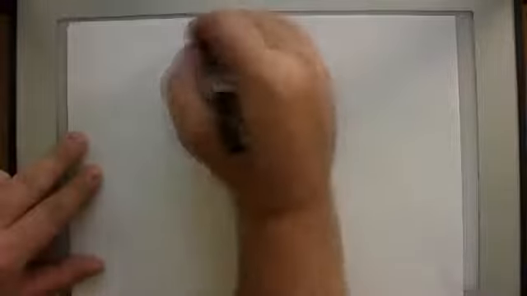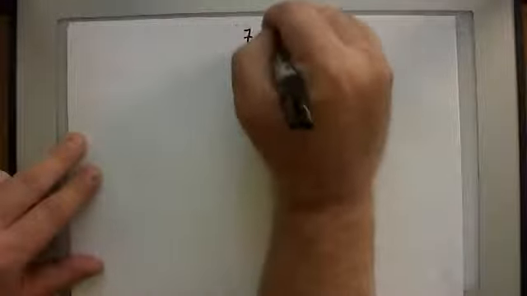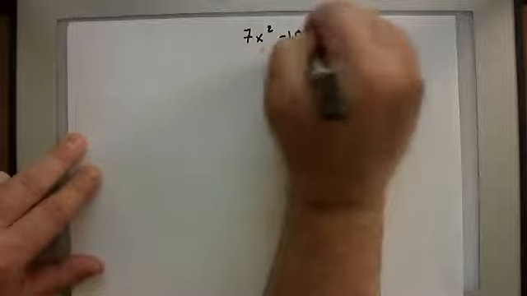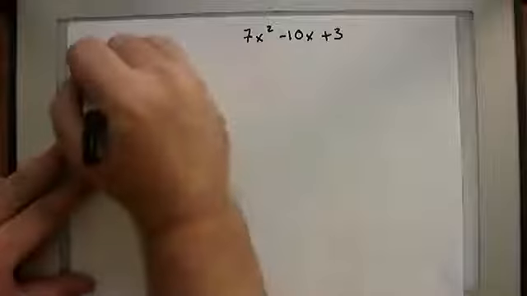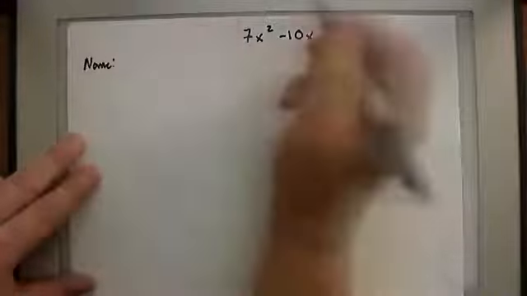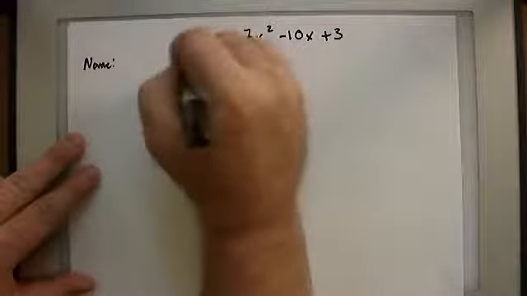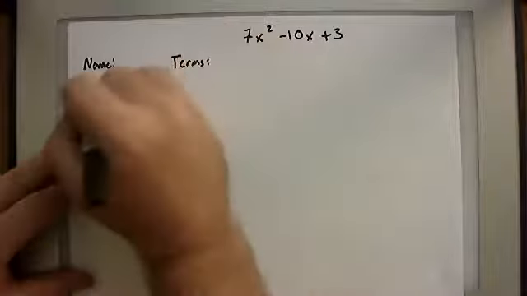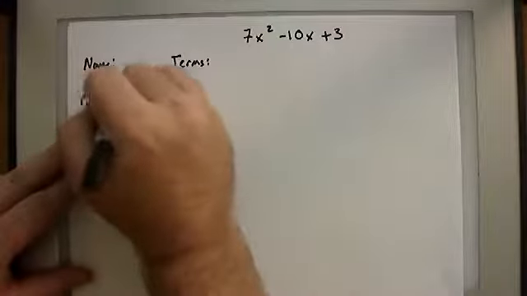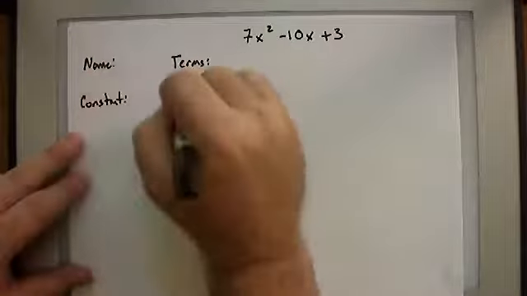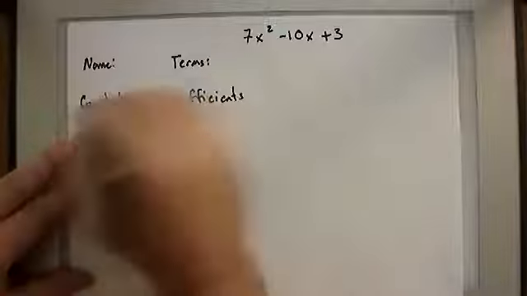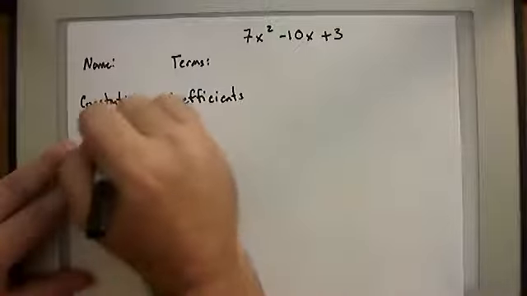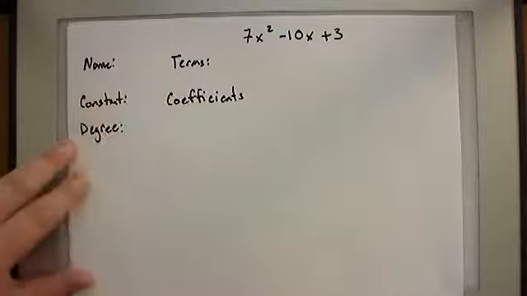So let's say I gave you something very similar to what we just had. Let's say 7x squared minus 10x plus 3. Unless I asked you several questions about this. I asked you for the name, the terms, the constant, the coefficients, and there's one more which we'll talk about at the end here, which is the degree. So just some vocab you need to know here for these things.